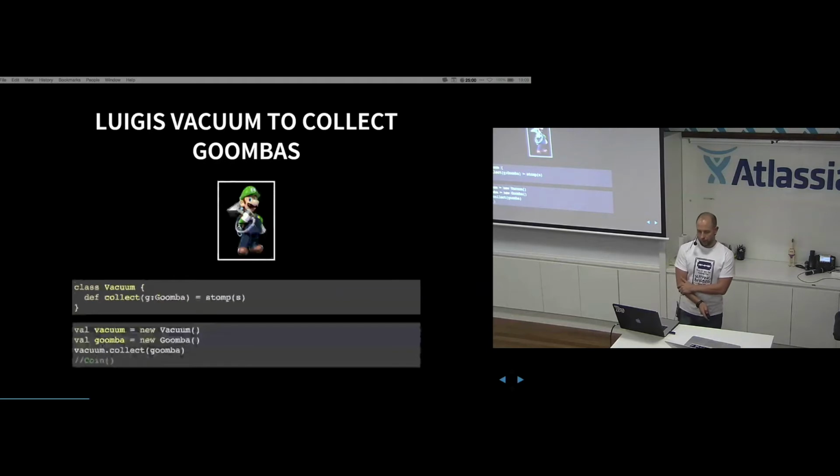Mario's got a friend called Luigi, and Luigi invents this vacuum cleaner, which can pick up the GOOMBAs and stomp them. So we create a class for the vacuum cleaner, and we put the stomp function on it. We create a new vacuum, we create a GOOMBA, and we suck up the GOOMBA, and we get a coin out.